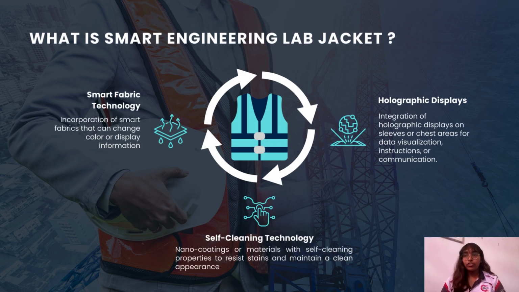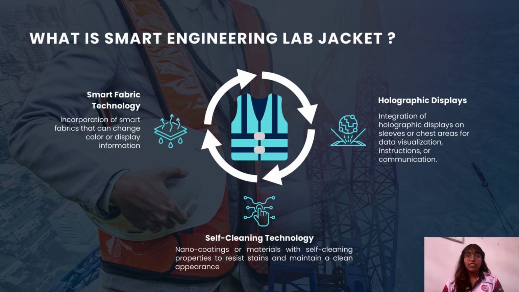Our group has chosen the Smart Engineering Lab Jacket. We're going to introduce what exactly the Smart Engineering Lab Jacket is and the features that this jacket has, so that future engineers can use it in their jobs and careers. There are three main features: smart fabric technology, self-cleaning technology, and holographic design. Firstly, we're going to talk about smart fabric technology.